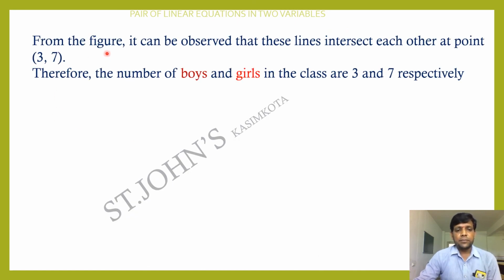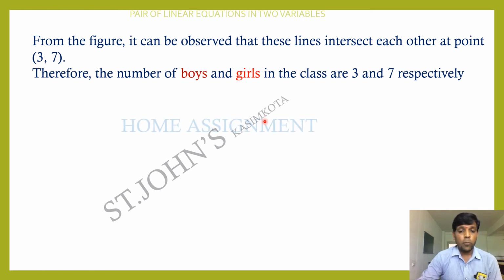From the graph, it can be observed that these lines intersect each other at the point 3, comma 7. Therefore, the number of boys and girls in the class are 3 and 7. So, boys 3, girls 7. But in the given question, the number of girls is 4 more than boys. So, boys 3, and 3 plus 4 equals 7. So, boys equal 3 and girls equal 7.